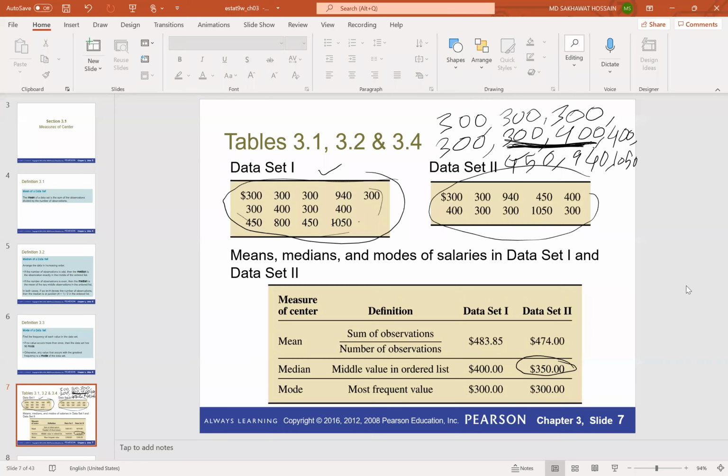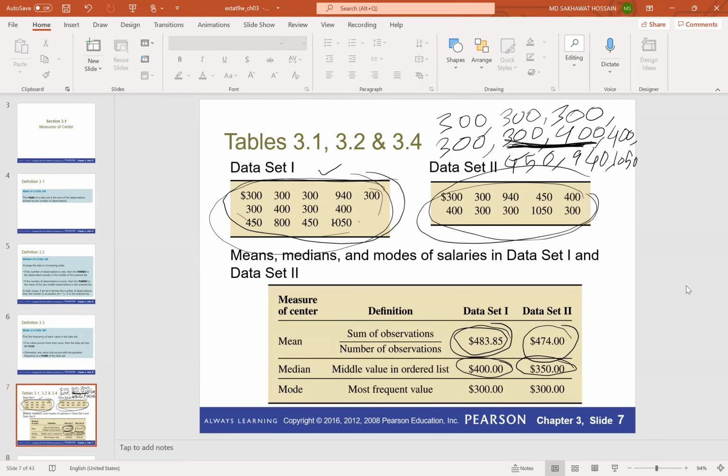Similarly, in the other data set, we have a total of 13 numbers, so the number of observations is odd. We'll have just a single value in the middle. If you rearrange them in order, you will find that the middle value is 400, so the median is 400. The mean is the arithmetic average. You add them together and divide by 13, and it will be 483.85. For the other data set, if you add the numbers together and divide by 10, it will be 474. This is the mean of this data set.